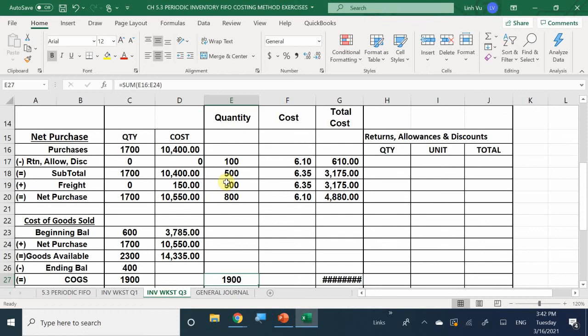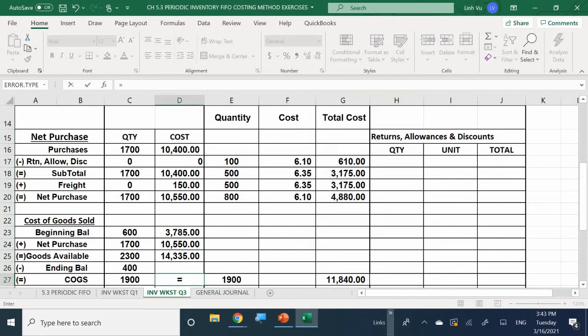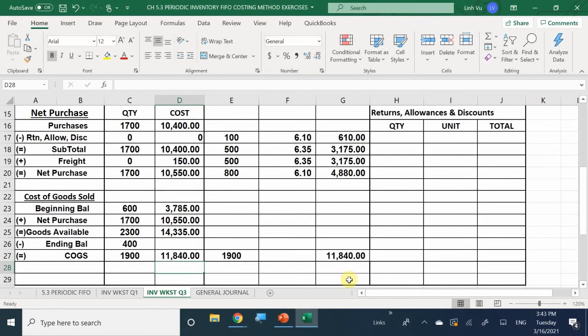1,900, and because I used my equal sum formula here, I've automatically calculated a bunch of hashtags. Okay, just kidding. It is grand total 11,840 even. Okay, so right here, I will self-reference it here. All right. So now, how much should be my ending inventory?